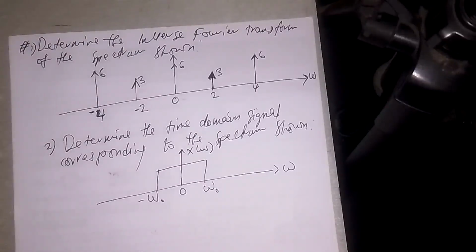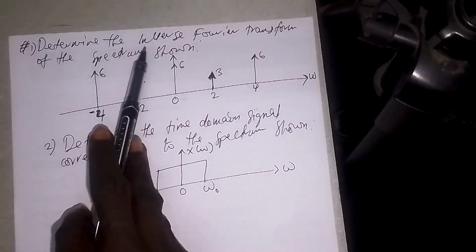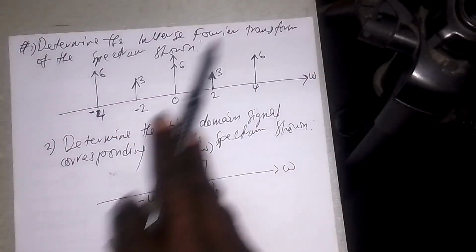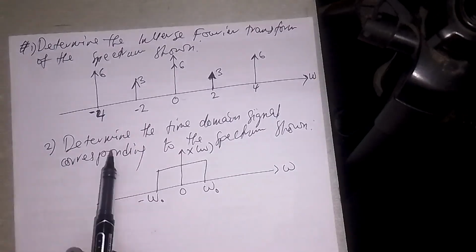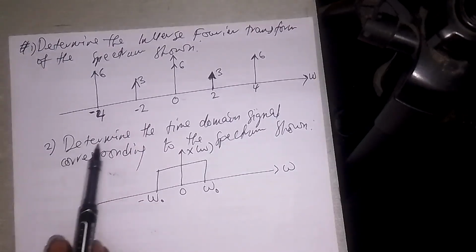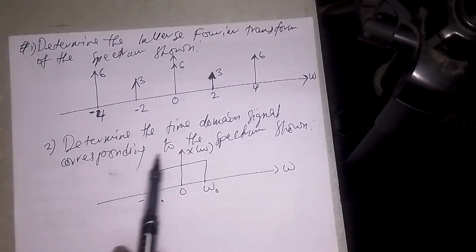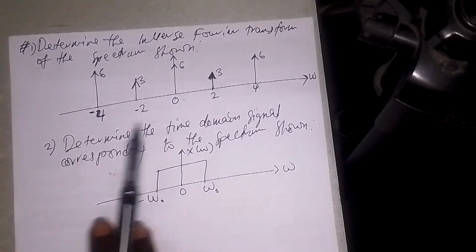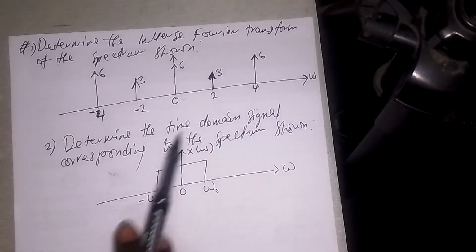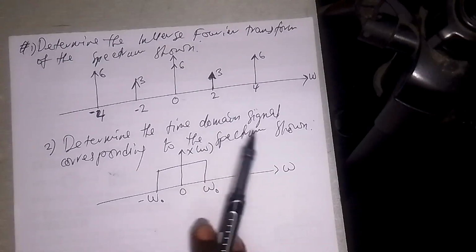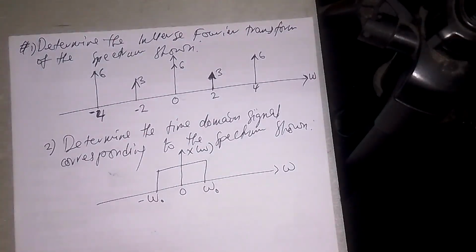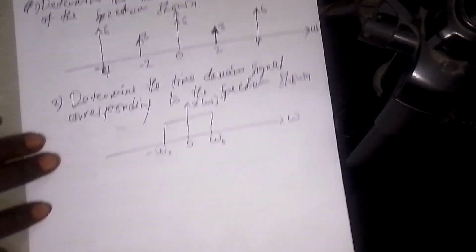Okay, students, let's look at these questions. Here in question 1, we're supposed to find the inverse Fourier transform for these impulse signals. And then question 2, determine the time domain signal corresponding to the spectrum shown. When they say determine the time domain signal, they just want you to do the inverse Fourier transform. So both questions are inverse Fourier transform. So now, let's get into this.